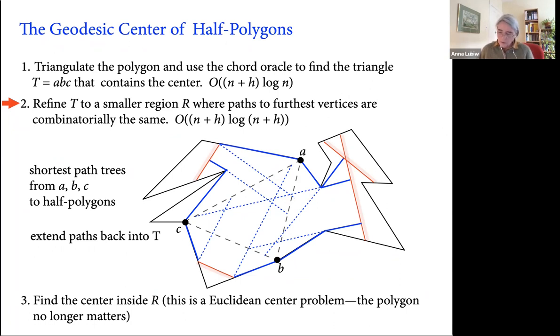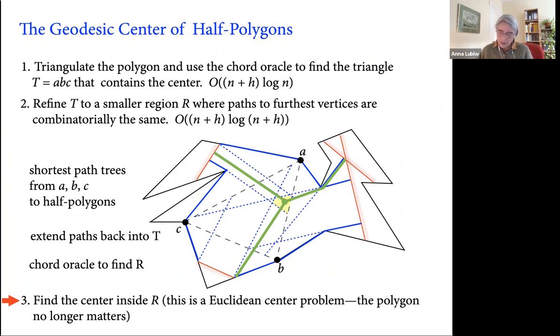And we now want to identify which of those regions. And again, we're using the chord oracle to do that. In this case, applying the chord oracle, we will still need log of input size in order to do that, because we're not cutting down the set of functions the way we were before. Okay, so then the final step is within that region where I know the paths are combinatorially the same. How do I go about finding the center? And this becomes a Euclidean center problem.